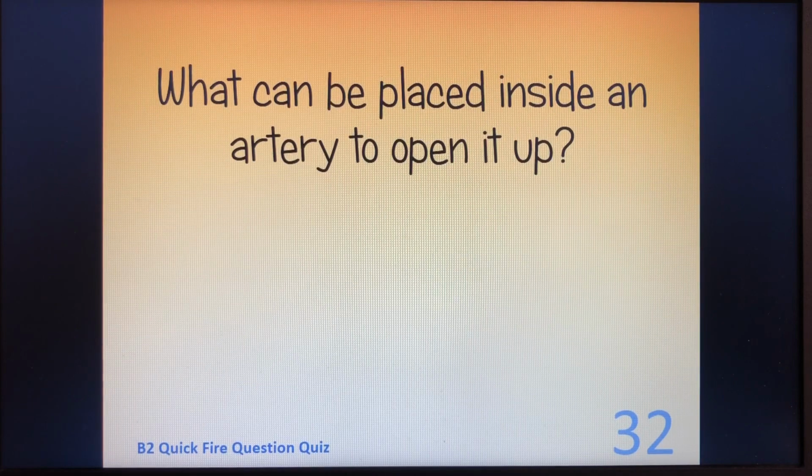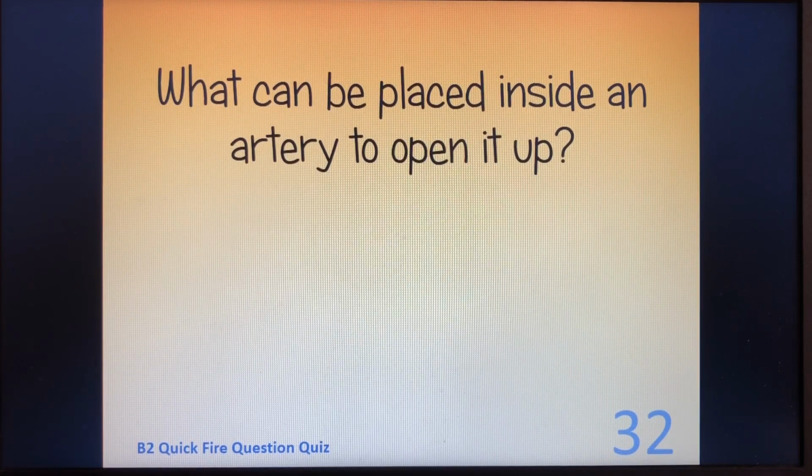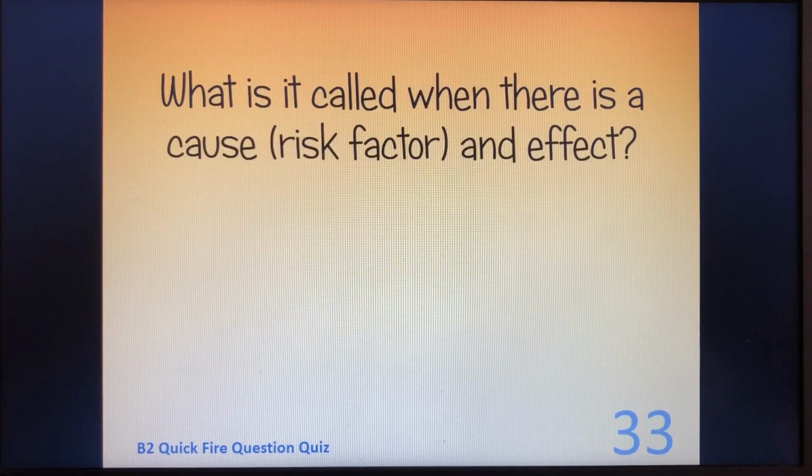Question 32. What can be placed inside an artery to open it up? So when we've got those fatty deposits, we could use the statins to stop it getting any worse, but how can that fatty deposit be pushed to the side for the artery to be opened up? And the answer is a stent. It was that mesh straw that pushes the fatty deposit to the side, very strong, very flexible, and can keep that artery open.